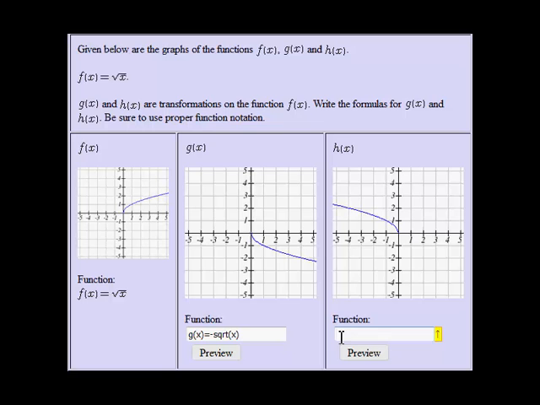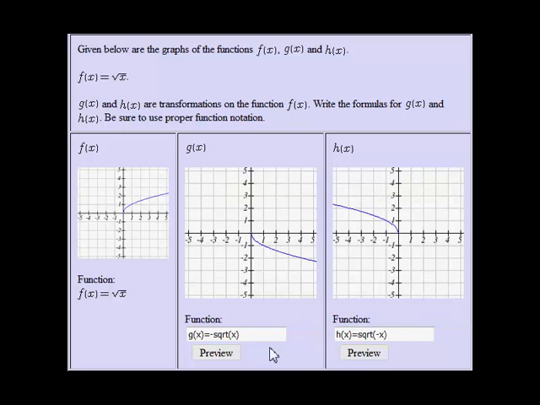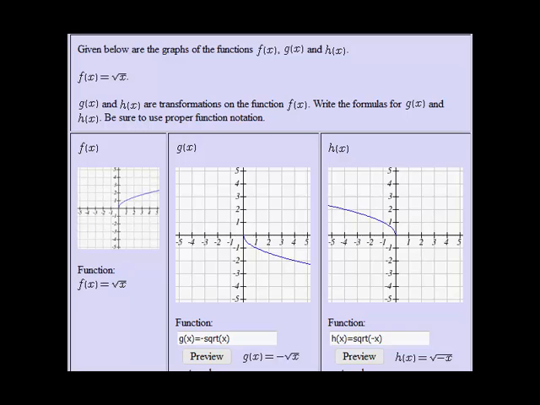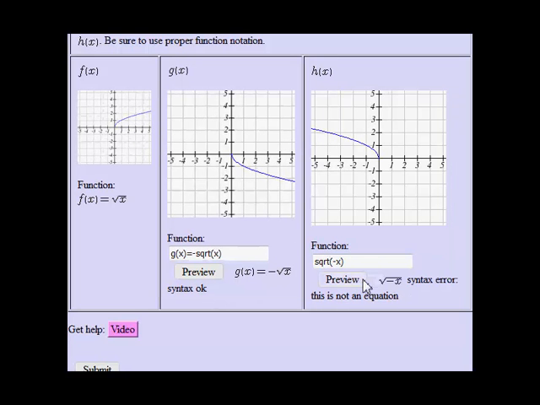I would type h of x equals, go to MathQuill, click the icon that looks like a square root, this time type -x, click the save button. Before submitting my answer, you may want to preview your answer to see that the computer is saying that the syntax is okay. Notice, had I not used function notation, when I clicked preview, it would say syntax error. My answer is no longer an equation.